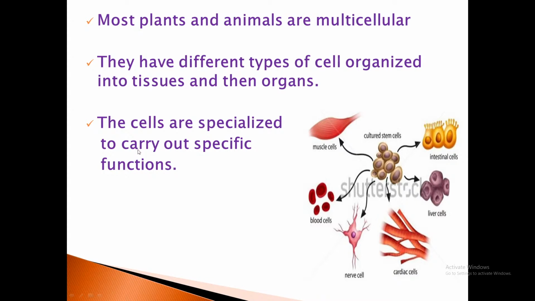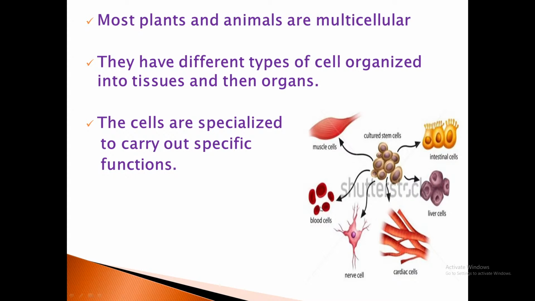Right, the last point there says that the cells are specialized to carry out specific functions. In a human being we have different types of cell, for example muscle cell. Your muscle cell is responsible mainly for contracting and relaxing so that you can move the body parts at the different joints. That is what muscle cells do, they allow movement to take place at the body parts. As for blood cells, your red blood cell is responsible for transporting oxygen around the human body, working with the circulatory system.